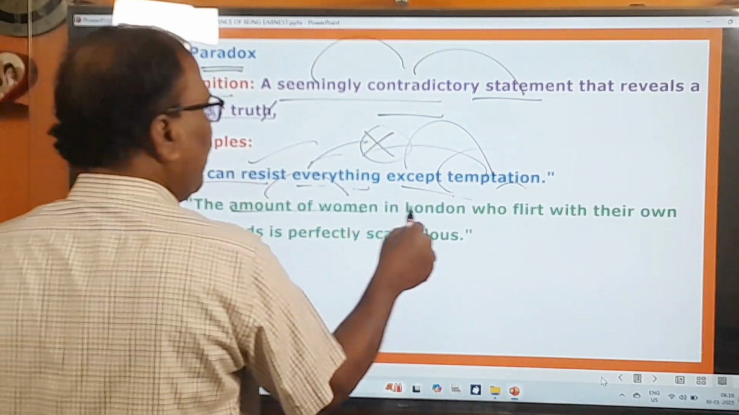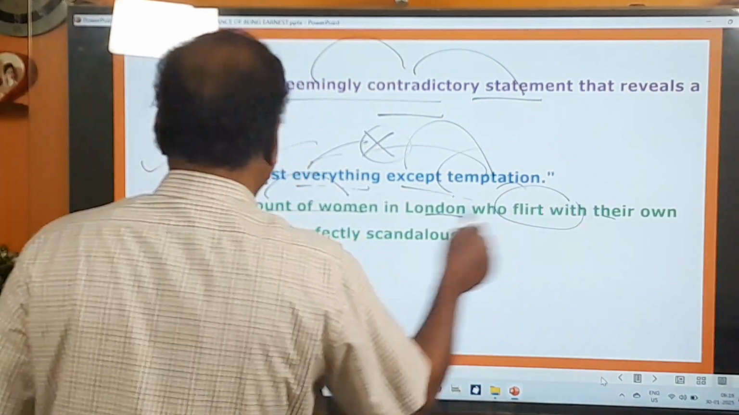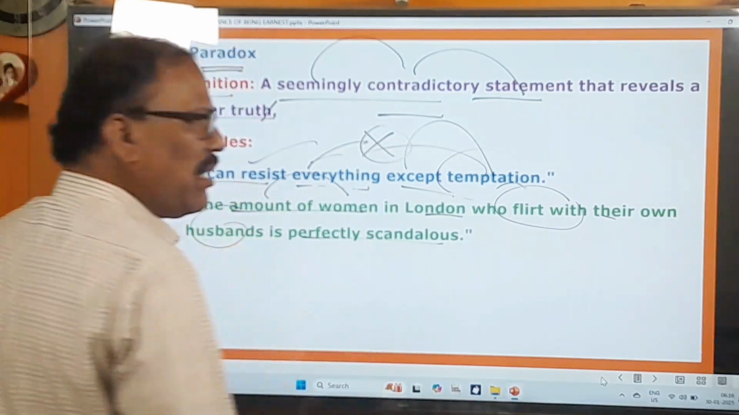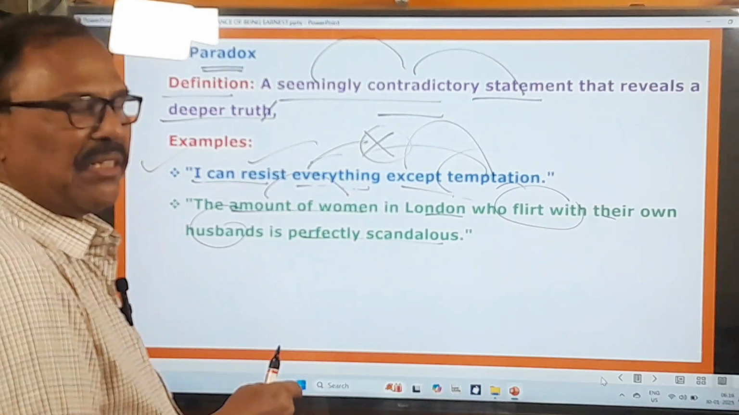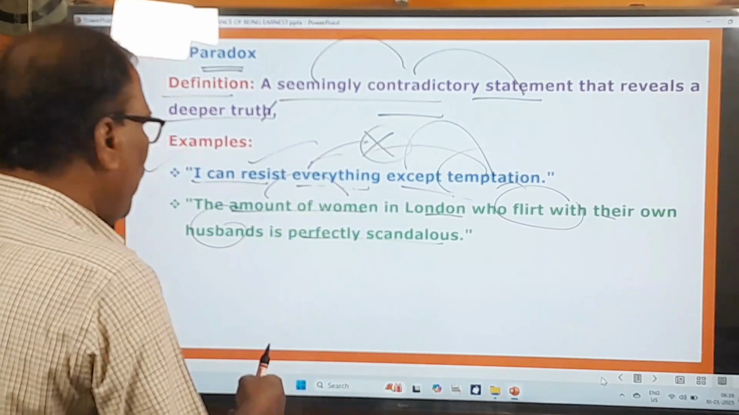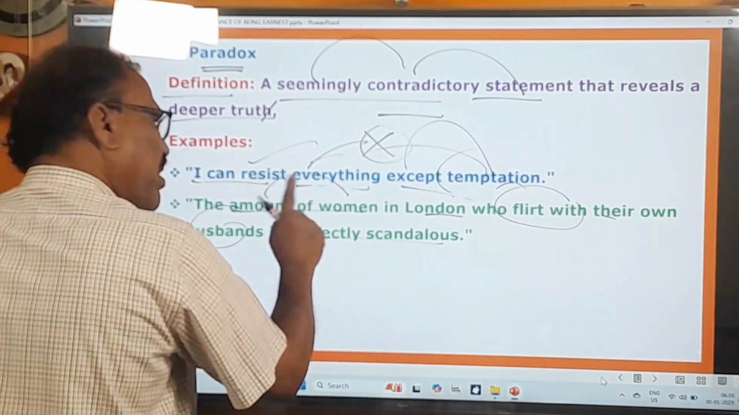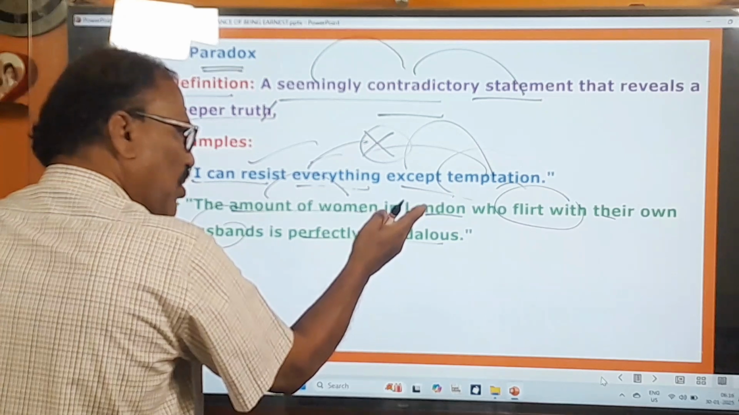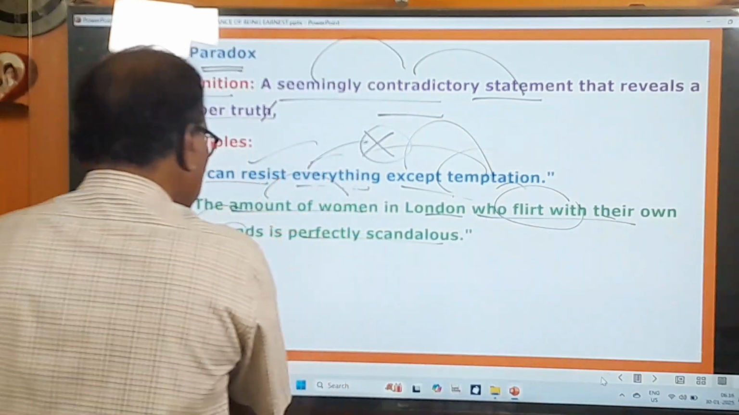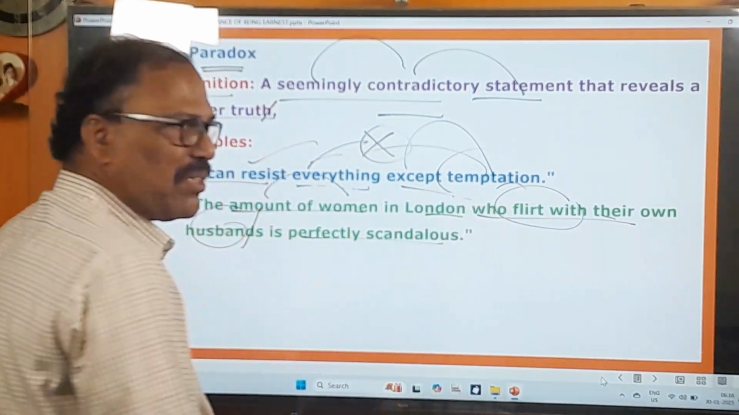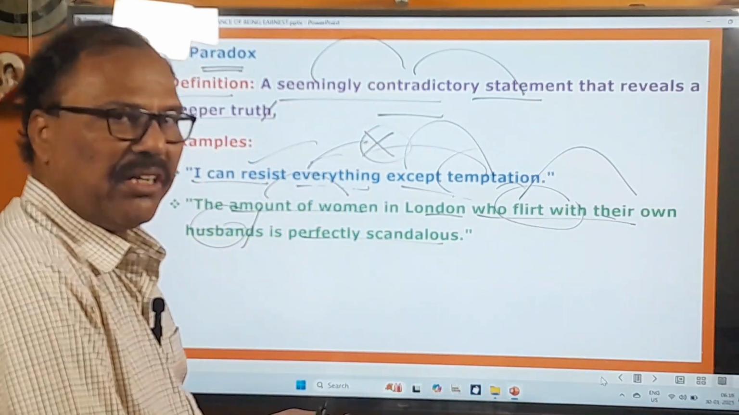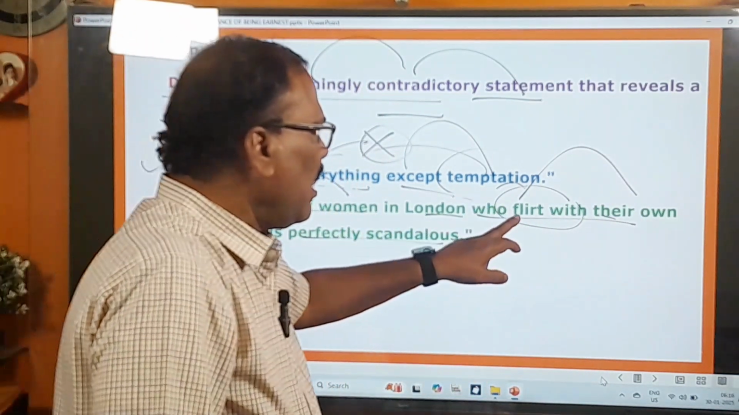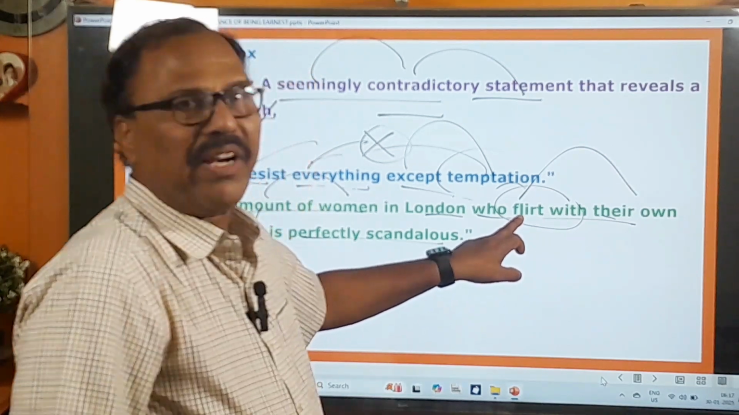The amount of women in London who flirt with their own husbands is perfectly scandalous. So this is also a contradictory statement. Just look at this example. The amount of women means the number of women in London who flirt with their own husbands. Flirting is a contradictory word used here, because generally girls flirt with boyfriends.